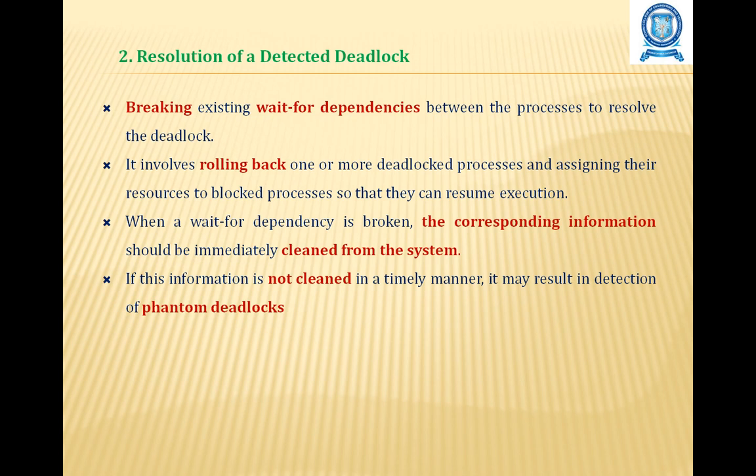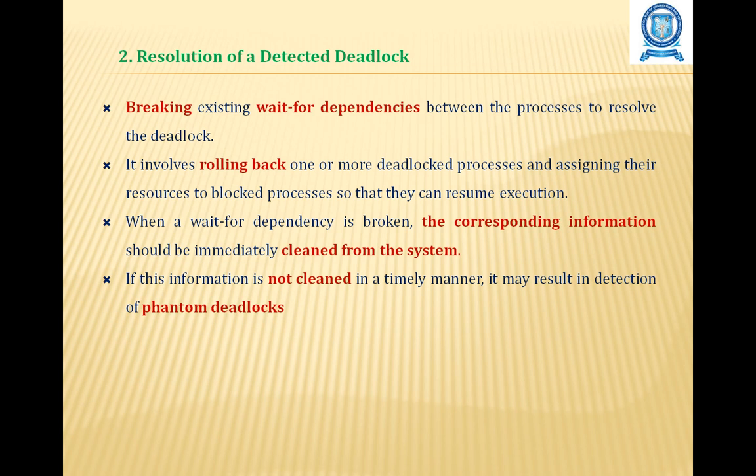Second one is resolution of a detected deadlock. Deadlock resolution involves breaking the existing wait for dependencies between the processes to resolve the deadlock, which involves rolling back one or more deadlocked processes and assigning their resources to blocked processes so that they can resume execution.